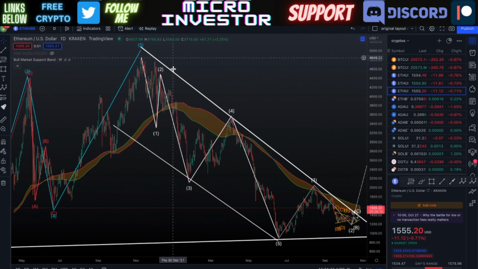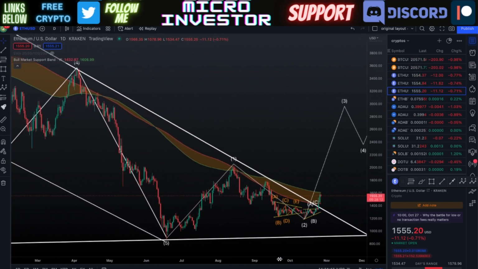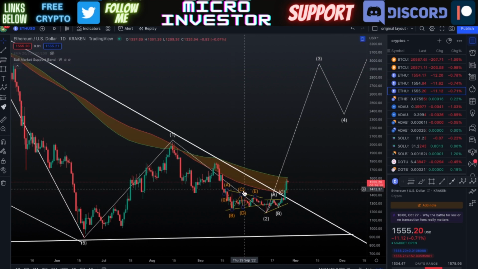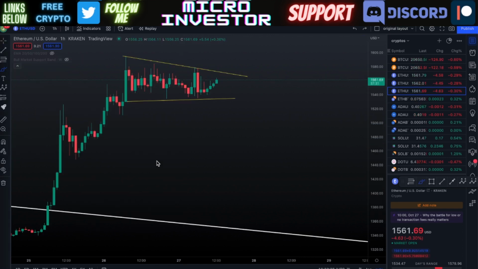So it came down in these 5 waves, and then it hit that bottom, and then now this new wave here is sending us out of this falling wedge pattern. So it's sending us out of that trend line, and it's sending us up to the top of that bull market support band.